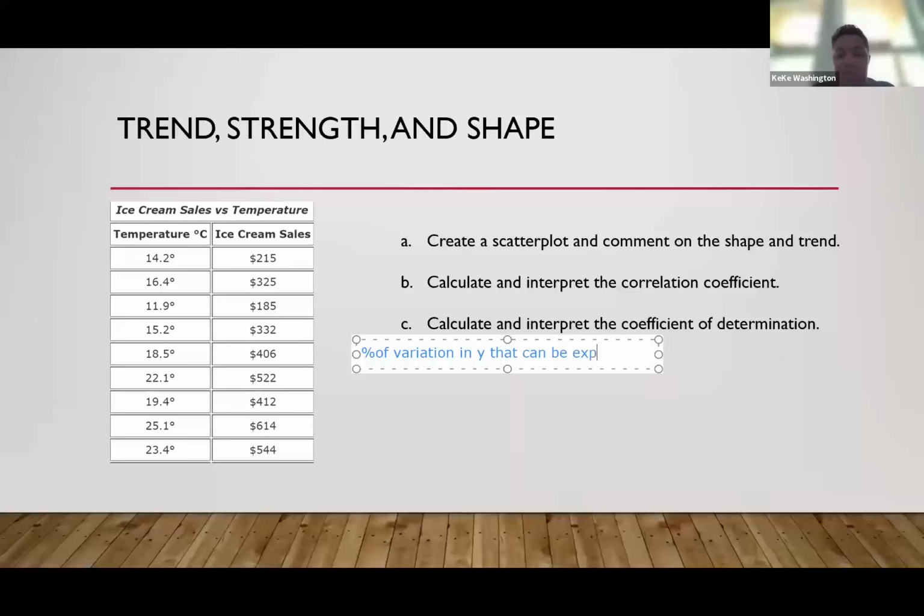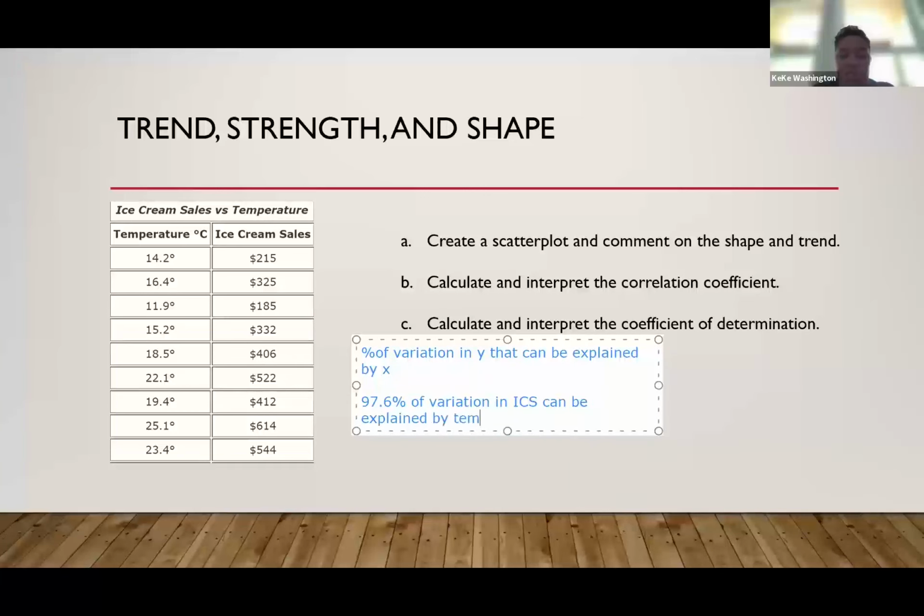So for your interpretation for the coefficient of determination, it is the percent of variation in y that can be explained by x. So in other words, it was 97.6%. So 97.6% of the variation, which are differences in our y variable, which will be our ice cream sales, can be explained by x, which was our temperature. So that accounts for a lot of the changes in your prices.